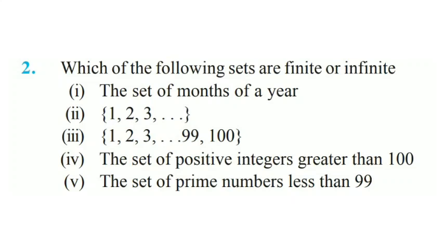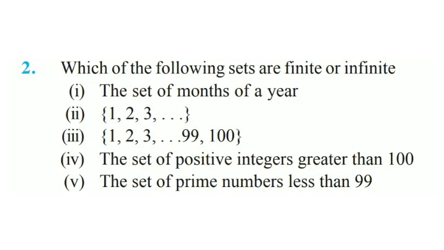So here the first one is the set of months of a year. There are 12 months in a year, hence this is a finite set. And the second one is the set of all 1, 2, 3, and so on. That means the collection of natural numbers. It is not finite. It is not countable. So we can say this is an infinite set.